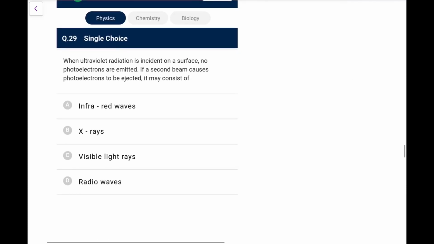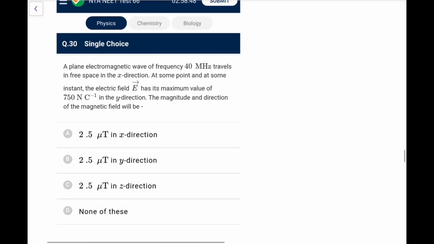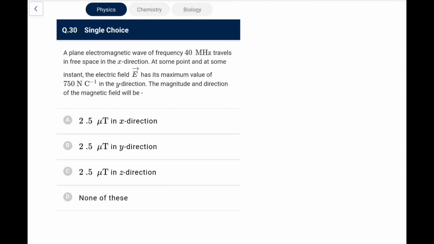Next one, the UV radiation is incident on the surface. No photoelectrons are emitted. If a second beam causes electrons to be ejected, that means it should be more powerful than UV. More powerful than UV is either X-ray or gamma rays. So not infrared, not visible light, not radio waves. X-rays is the answer because it has more frequency, more energy of the photon.